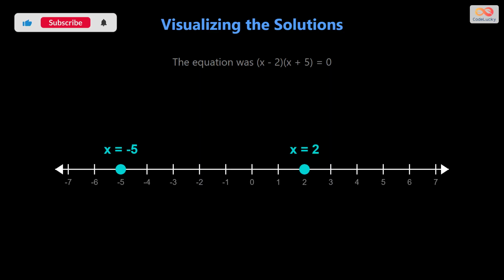Here is what our solutions look like on a number line. We found that x can be 2, or x can be negative 5. Both of these values, when plugged back into the original equation, will make the whole equation equal to 0.